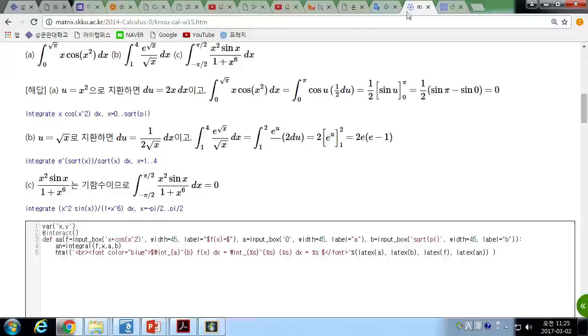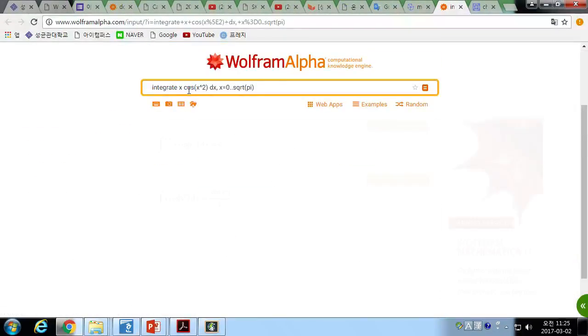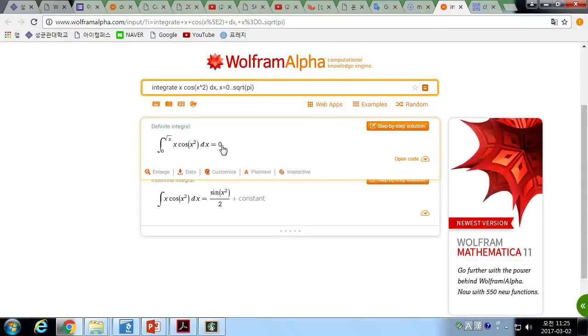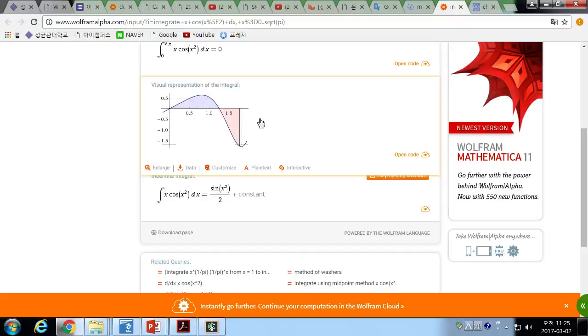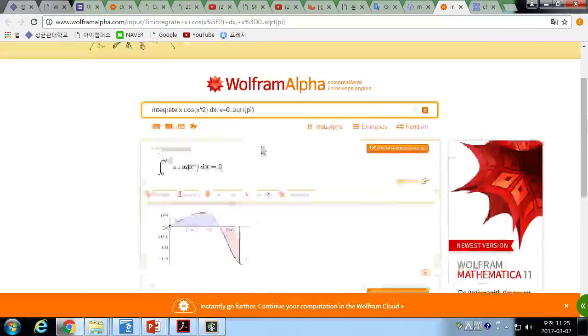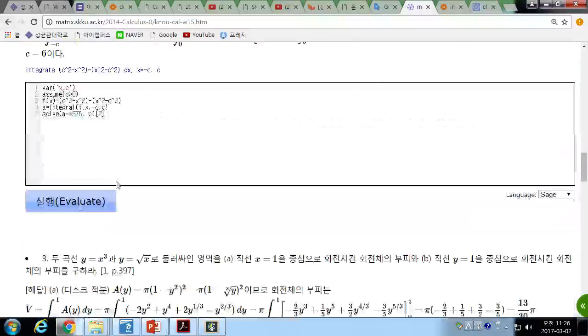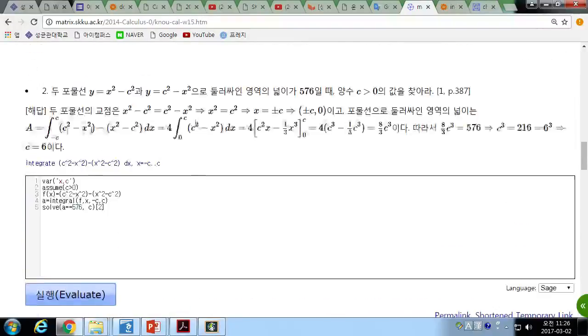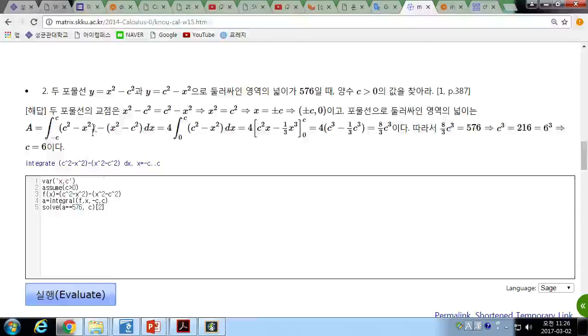Here. Integrate x cosine x squared, and the answer is 0. And it also shows you have found the area of this function from here to here, like this. So nowadays you can find the area between these two functions. You can draw the pictures and you can do the computations like this.